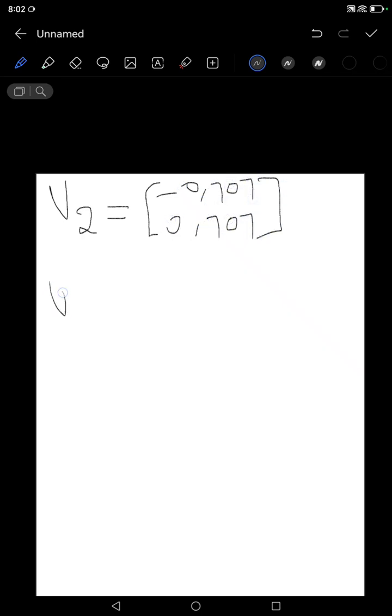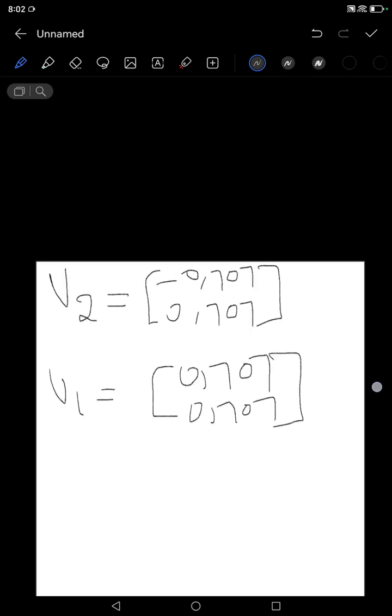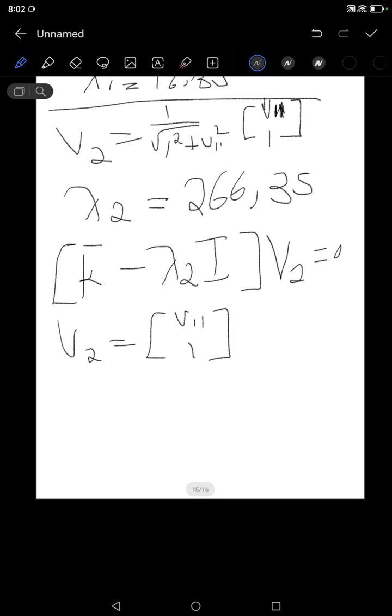Remember our v1 was 0.707. So this is how we determine the eigenvector. We're going to get v1 and v2. All the time we use that formula to determine the vector, and then we write v2 in vector form.